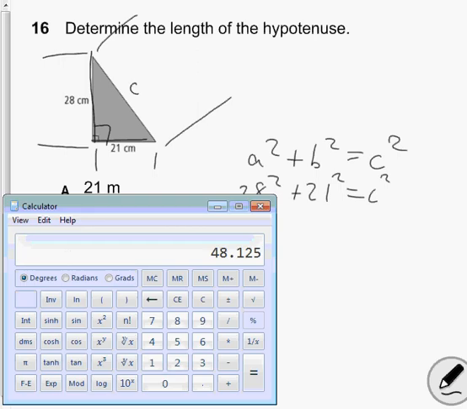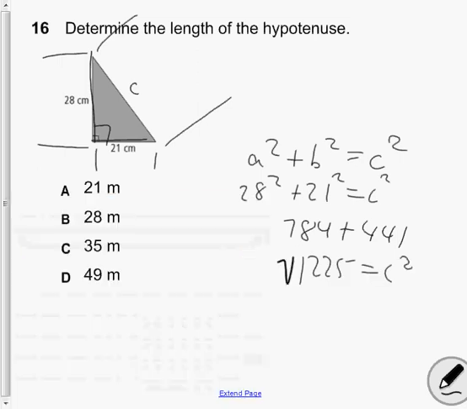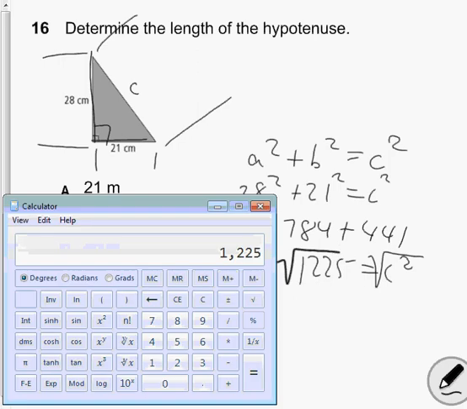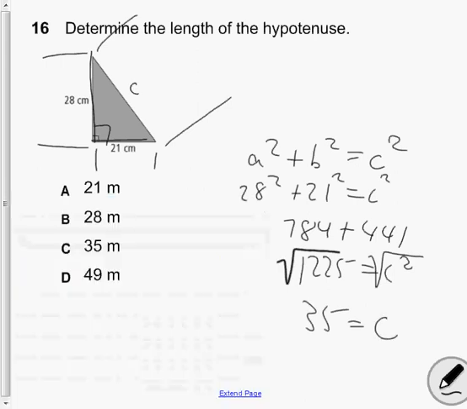Take my calculator out. 28 squared is 784, plus 21 squared is 441. Add those two together, I get 1,225 equals c squared. Now, in order to find out what c is, I have to square root both sides. So if I take my 1,225 and square root it, there's the button right there. I end up getting 35. So the square root of c squared is c. Therefore, the length of your hypotenuse is 35.